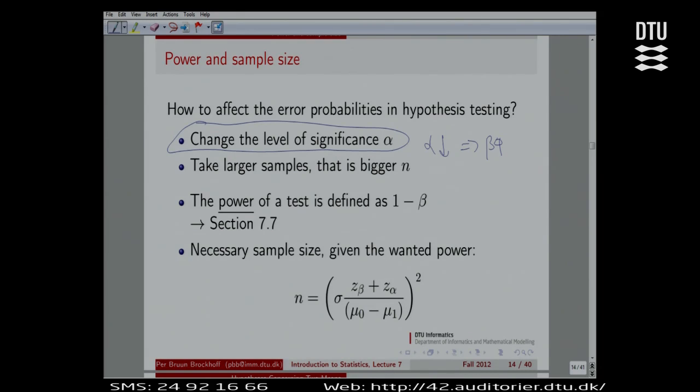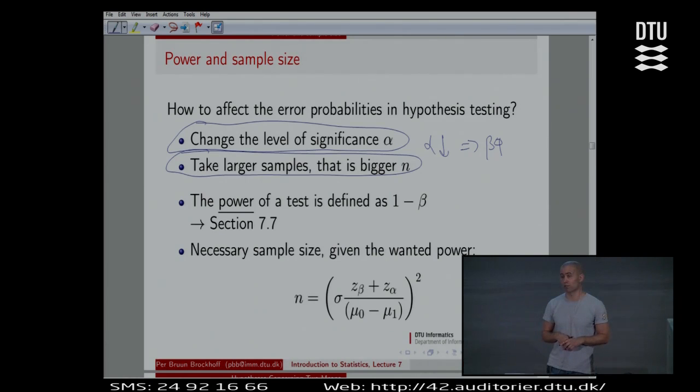There is one way, but that's the expensive way. We can increase the size of the experiment. The only way to improve both alpha and beta, that is, decrease both of them at the same time, would be at a higher cost. Increase n, that is, spend more money, right?